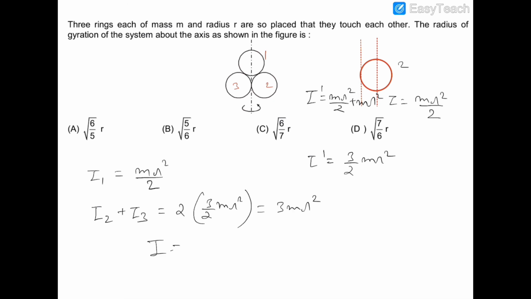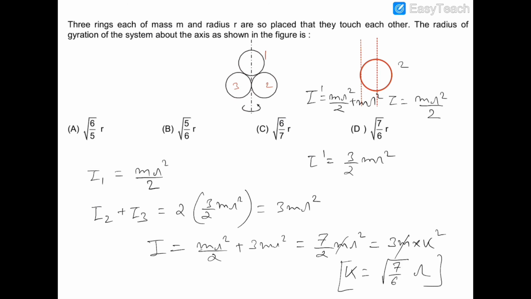Now the total moment of inertia would be I1 plus I2 plus I3, and it would be mr square by 2 plus 3 mr square. So this is equal to 7 by 2 mr square, and if we compare it with the formula, that is mk square, where m is the mass of the system. So the mass of this system is 3m and radius of gyration is k. So k will be equal to under root of 7 by 6 r. So the correct option will be option number D.